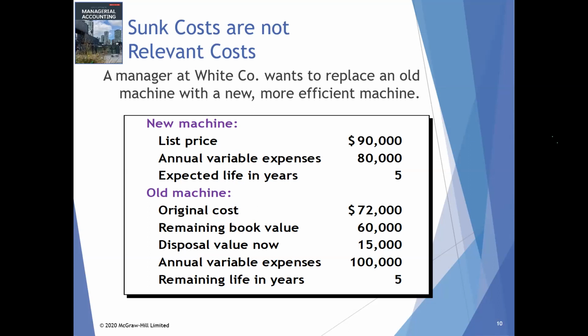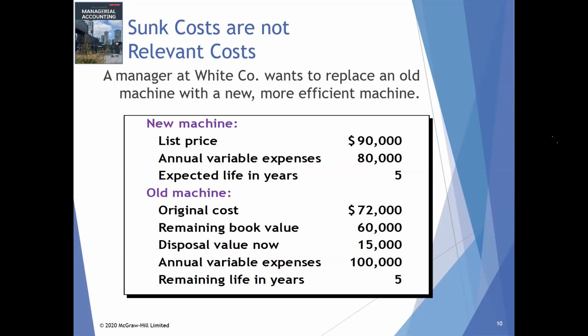The old machine's original cost is $72,000. Remaining book value is $60,000. Disposal value is $15,000. And disposal value means when you are going to sell your machine, the scrap value, you receive some money from selling off that machine. Annual variable expenses are $100,000. Remaining life is 5 years.